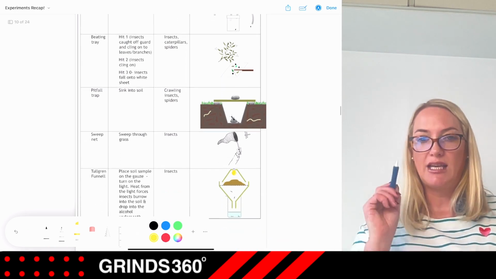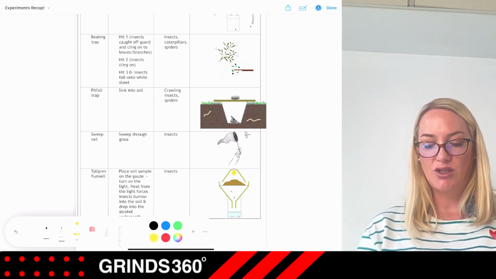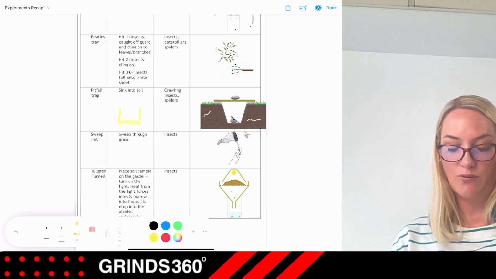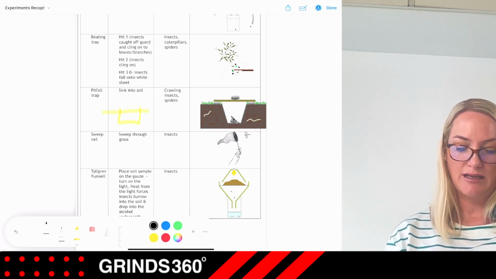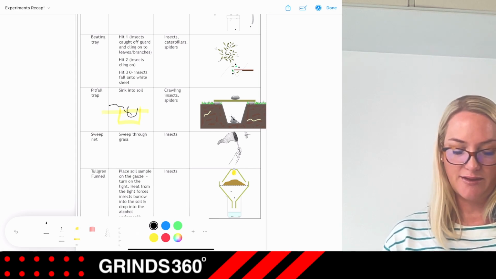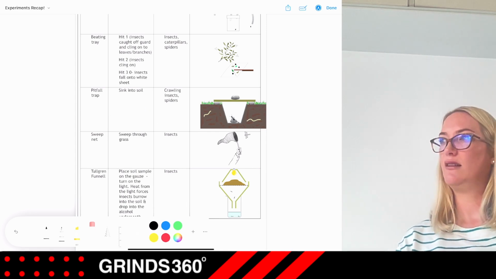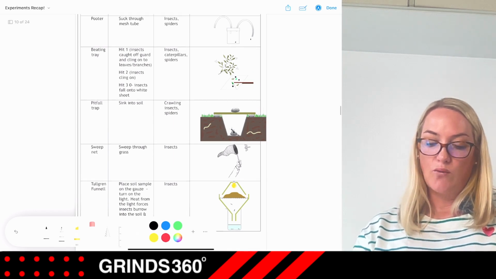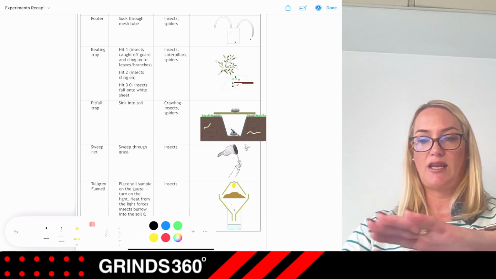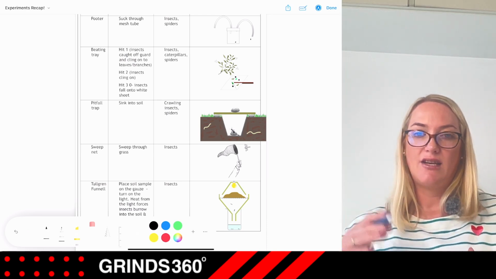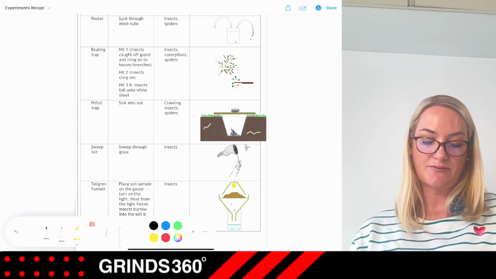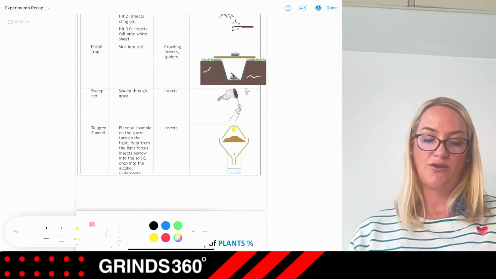Your pitfall trap. If you're asked to draw this, make sure that your jar, whatever it is, is in line with the soil, so that whatever is walking along can fall in. So make sure that there are no gaps. That would be important. We would put a stone or a piece of wood, whatever you find within your habitat, above it. So if it rains and something was caught inside, we're not going to kill it and drown it. Your sweeping net, ideally that would be through long grass.